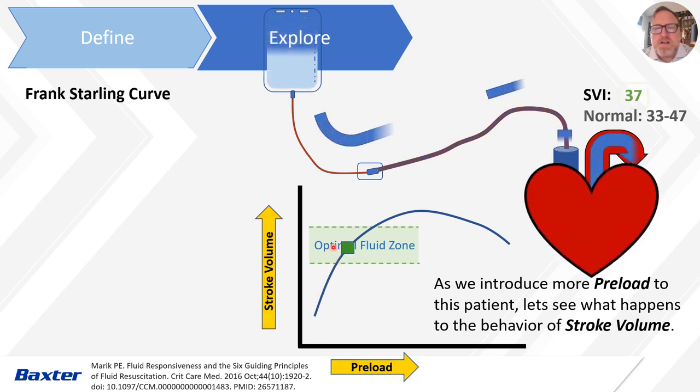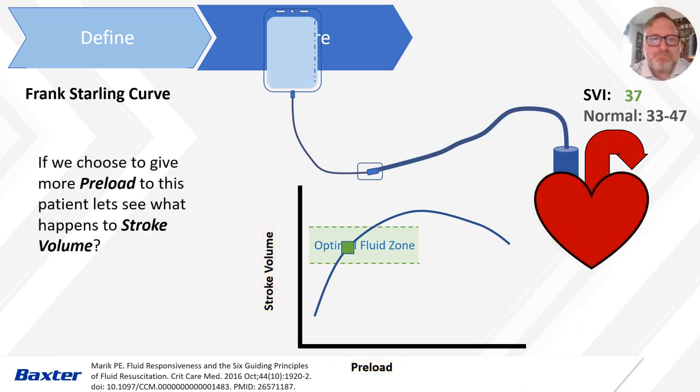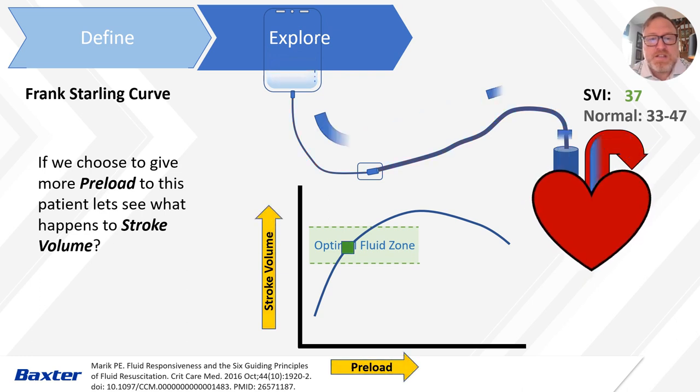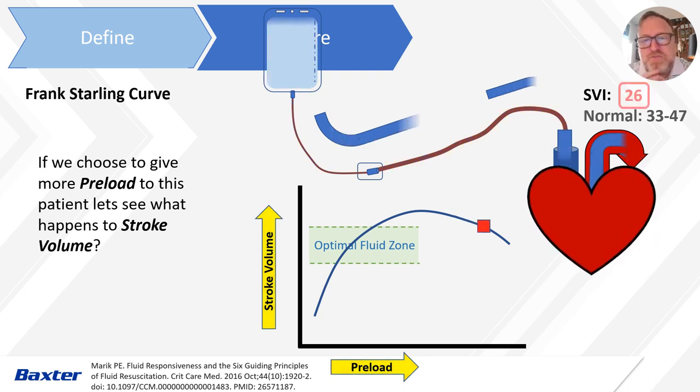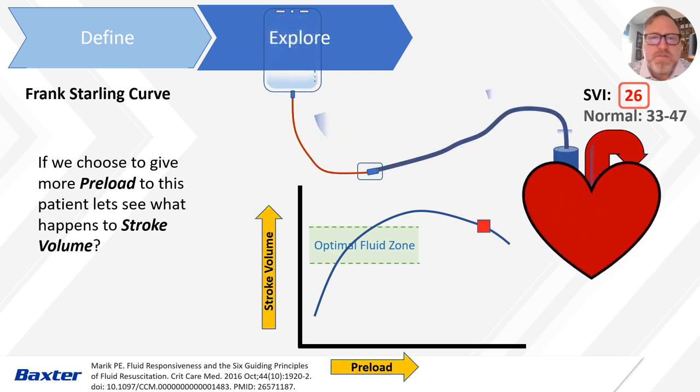So let's say we did another dynamic assessment on this patient and they were not fluid responsive. What would happen? If we choose to give more preload or a bolus to this patient, let's see what happens to their stroke volume. Obviously, we went to the very top point, and now our stroke volume is starting to fall. This is where we start to get in the red zone. If this patient was not fluid responsive, why in the world would we give them fluid? It actually gives them less performance.